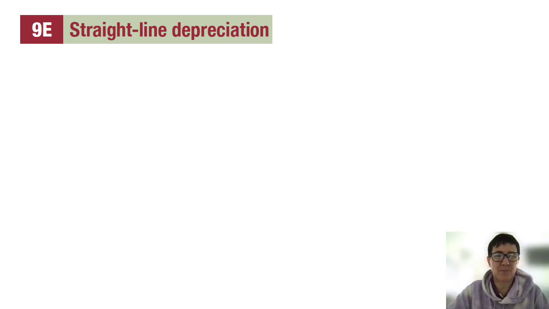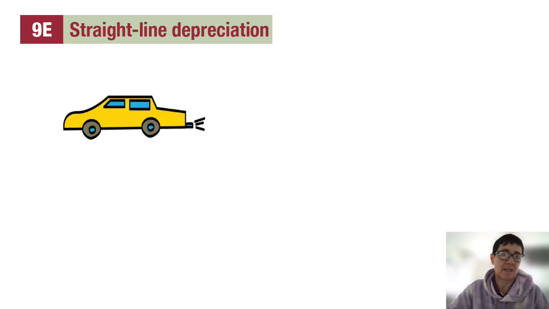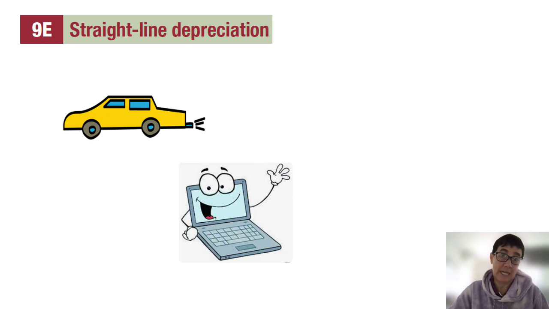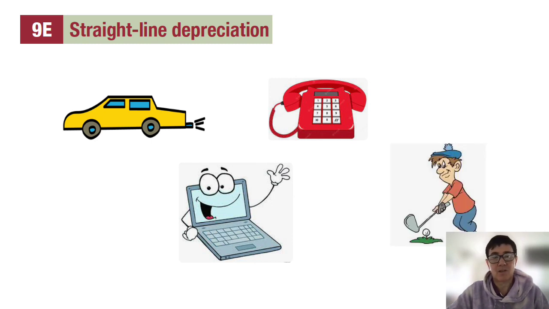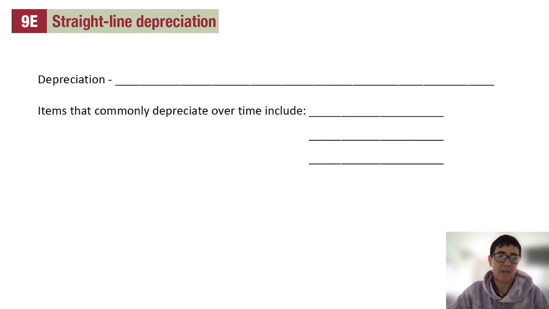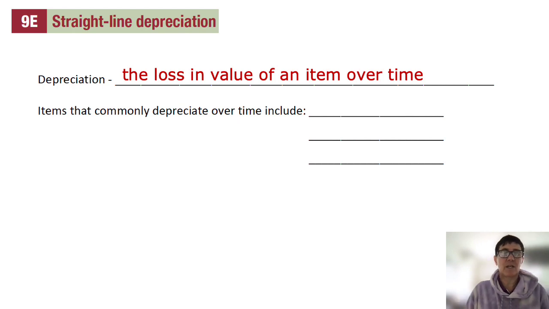So what's depreciation? Well, it involves things like cars losing their value over time, or technology like computers, laptops, telephones, phones, golf equipment, sporting equipment, losing their value over time. So depreciation is the loss in value of an item over time. Now we're looking at straight line depreciation at the moment.